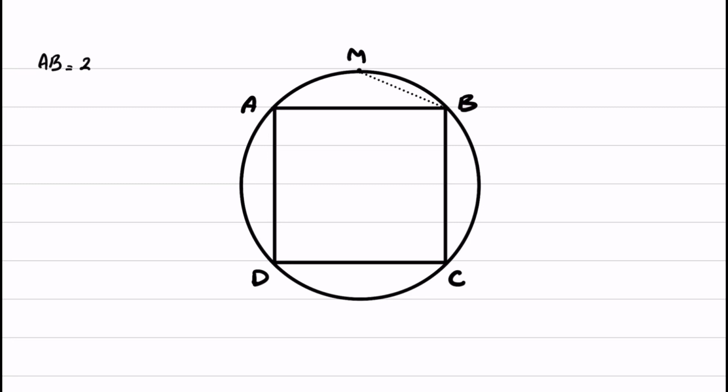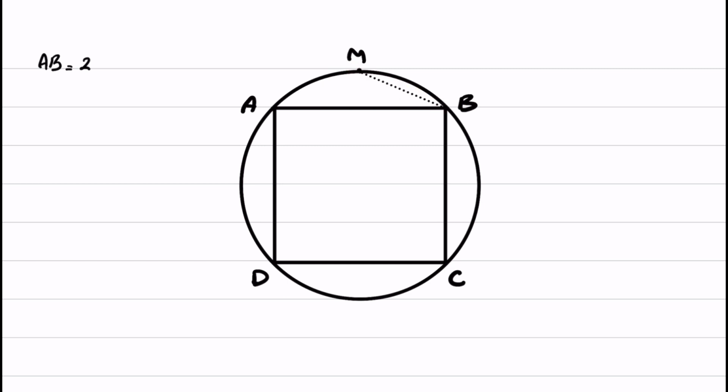Welcome to Mathartic. In this question, a circle is given and a square ABCD is given inside the circle. Point M is also given as the center of arc AB. The question asks to find the lengths of MB.